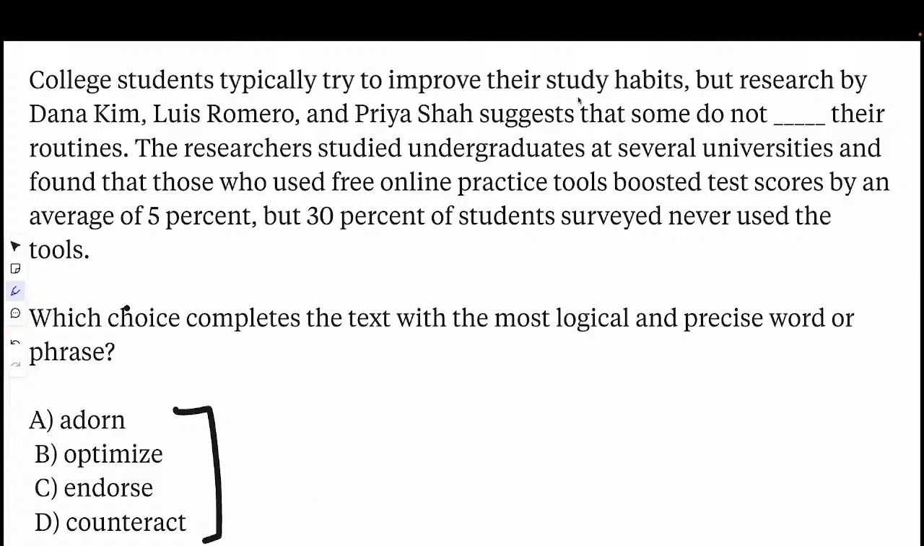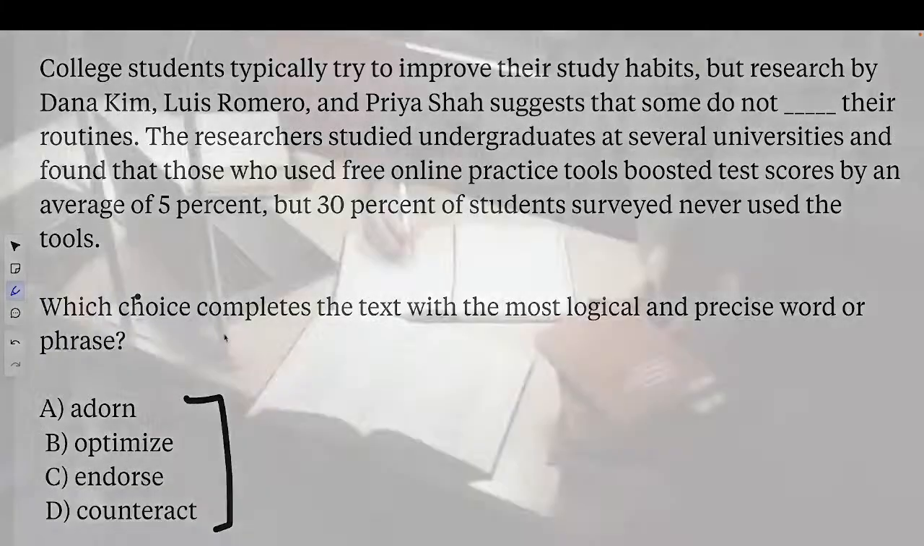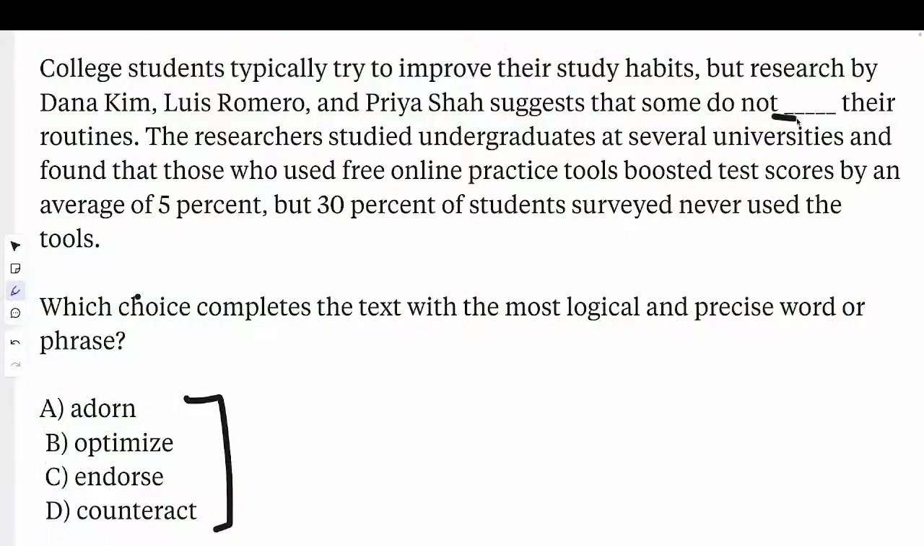College students typically try to improve their study habits, but research by Dana Kim, Luz Romero, and Pira Shah suggests that some do not blank their routines. Boosted by this, but 30% never use the tools. So basically they're talking about how most college students are just really bad at studying. Did not blank their routines. We're basically trying to find a word that says did not make the best use of their routines or did not make them as good as they could be.